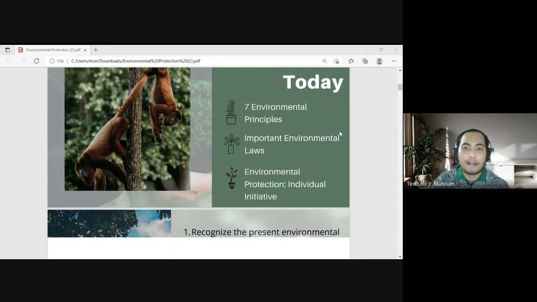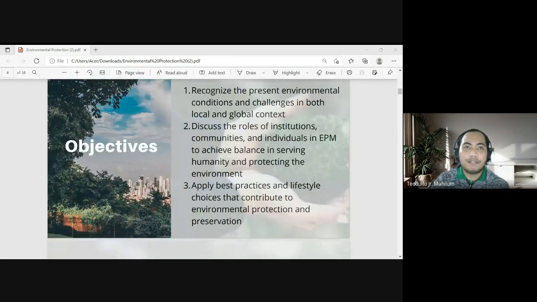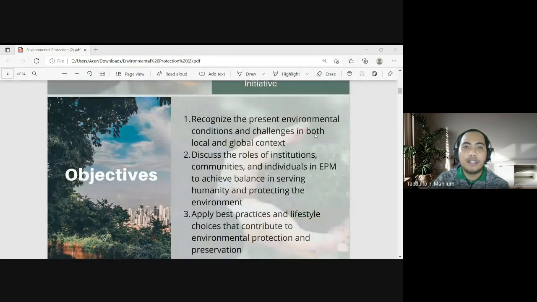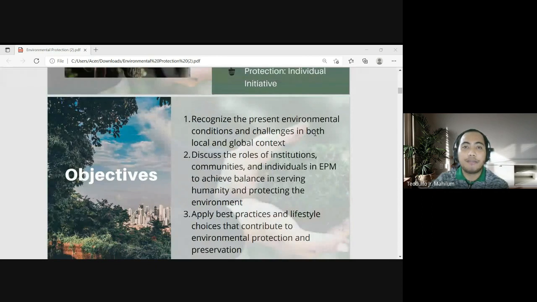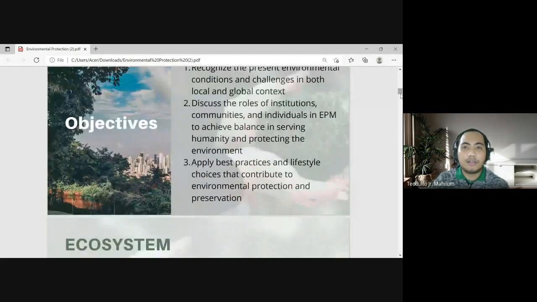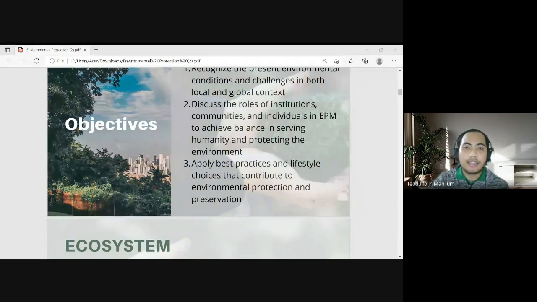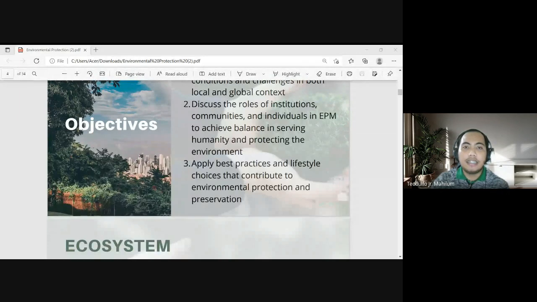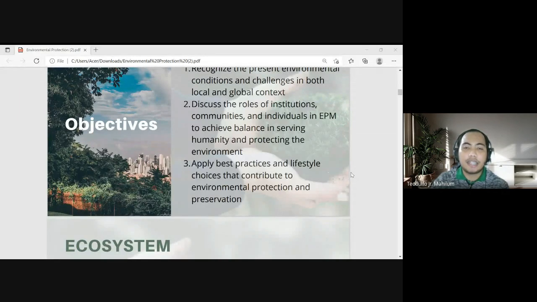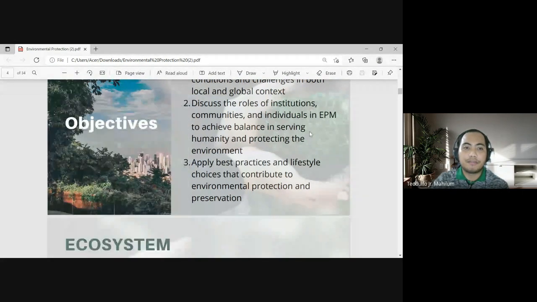by every individual. So our objectives for today: number one, to recognize the present environmental conditions and challenges in both local and global context. Number two, we will discuss the roles of institutions, communities, and individuals in environmental protection management to achieve balance in serving humanity and protecting the environment. And lastly, to apply best practices and lifestyle choices that contribute to environmental protection and preservation.